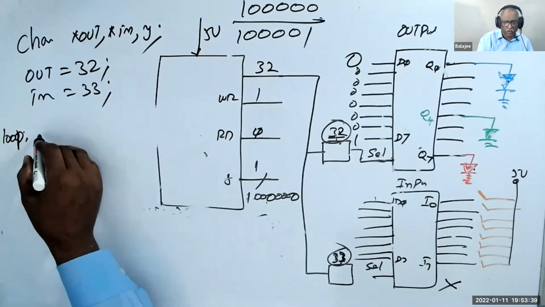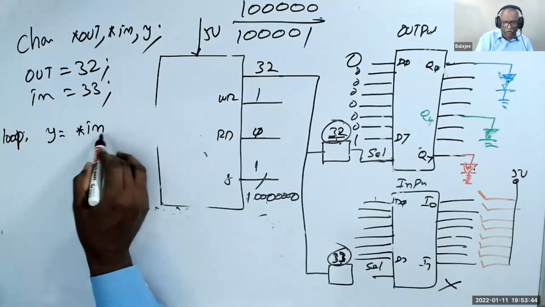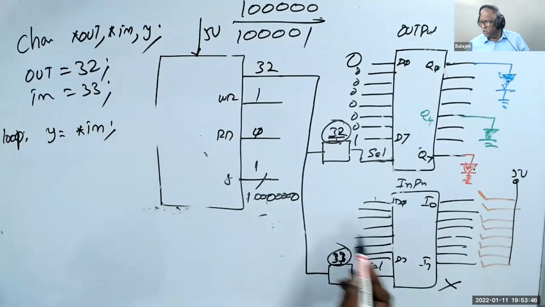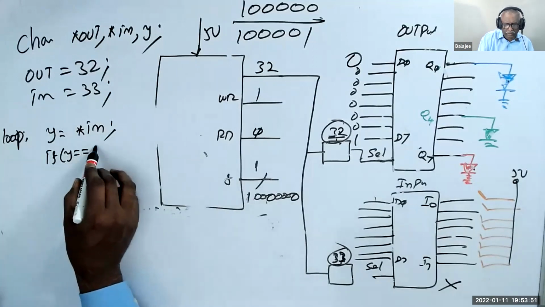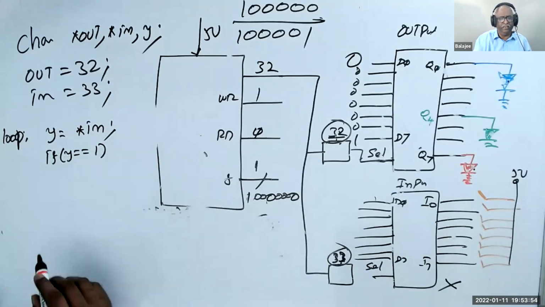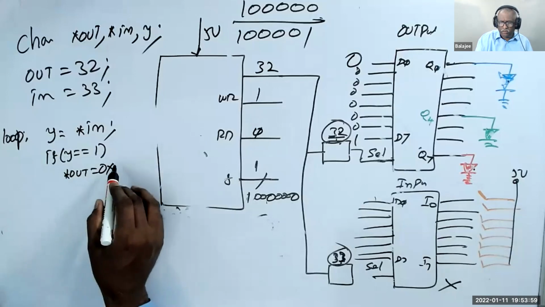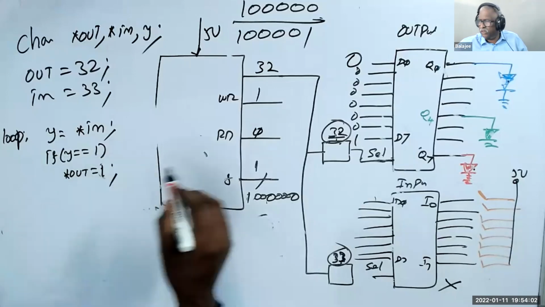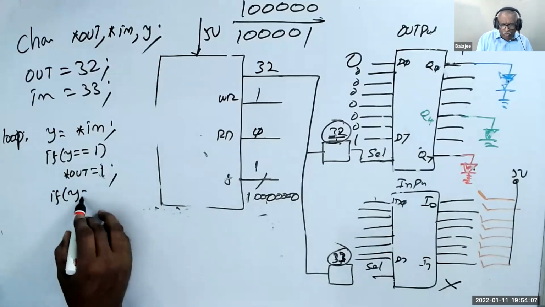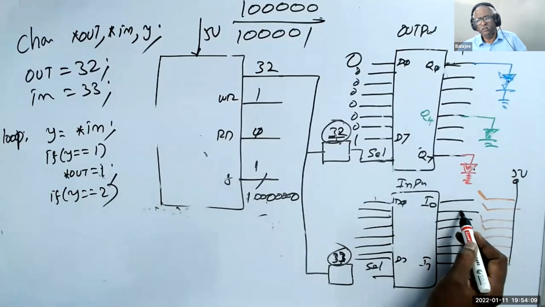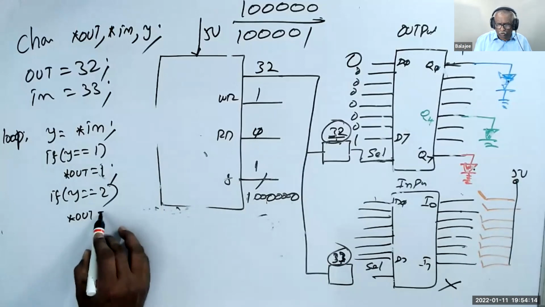Now I say Y is equal to star in. I'm reading now. Am I right? If nothing is pressed, I check: if Y is equal to 1, I say star out is equal to 1. That's a 1. If I say if Y equal to 2, then this one is pressed. These two are not pressed, only this is pressed. I say star out is equal to this one.